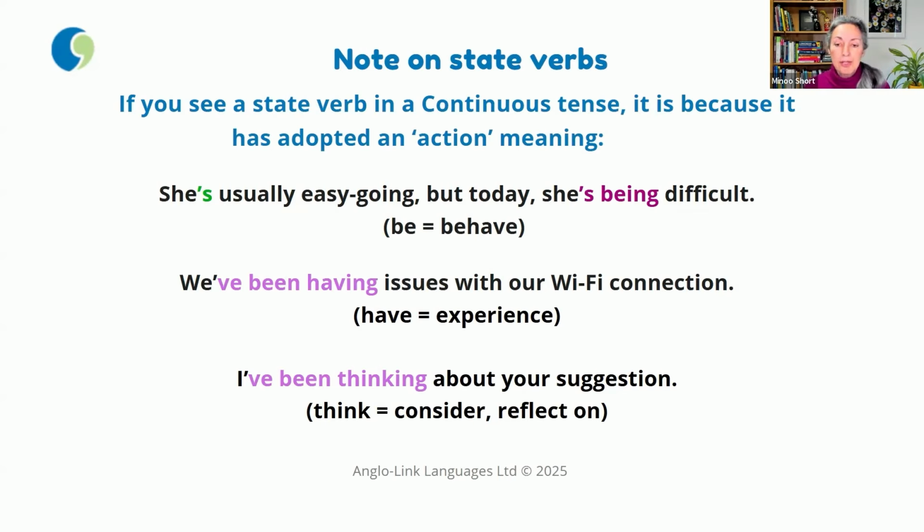We've been having issues with our Wi-Fi connection. Why can we use this in the present perfect continuous tense? Because here have means experience. It has become an action verb. Or I've been thinking about your suggestion. Why can we put it in the continuous tense? Because it's not related to someone's opinion or belief. It's about someone's action. They are considering something.